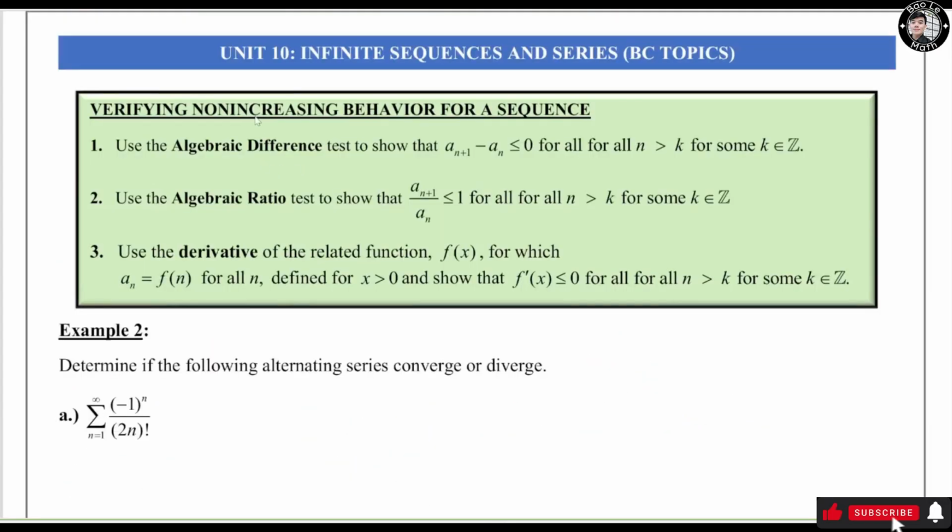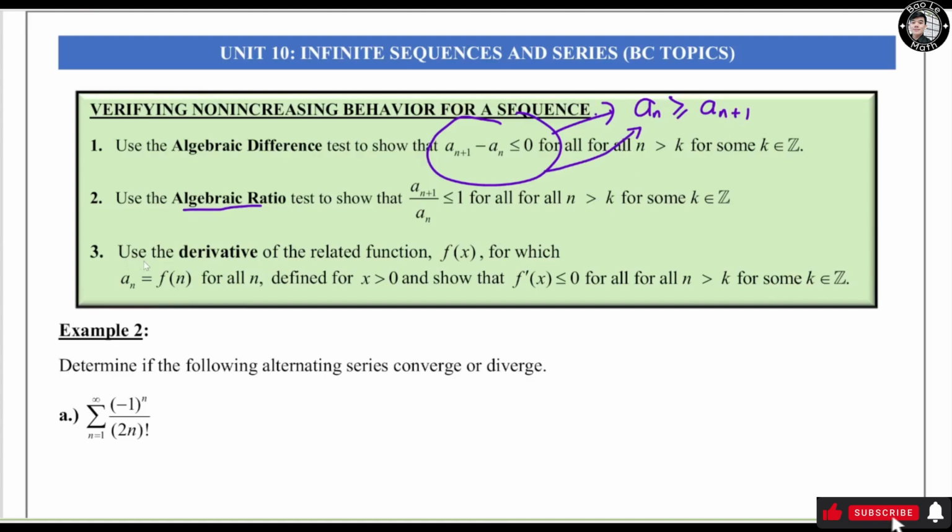To verify non-increasing behavior for a sequence, number 1, you can use the algebraic difference test to show that a sub n plus 1 minus a sub n is less than or equal to 0. This tells us that a sub n is always greater than or equal to a sub n plus 1. Number 2, you can use the algebraic ratio test to show that a sub n plus 1 over a sub n is less than or equal to 1. This also tells us that a sub n is always greater than or equal to a sub n plus 1.